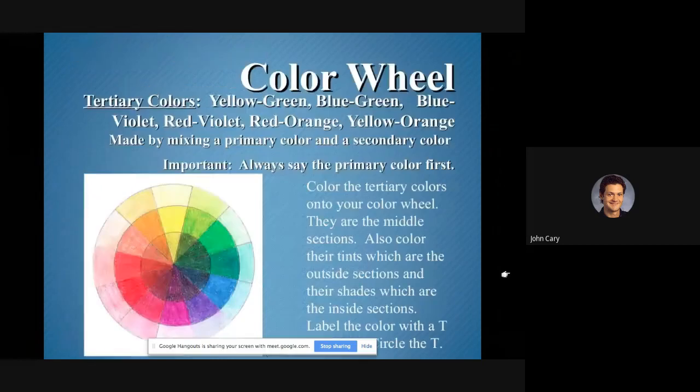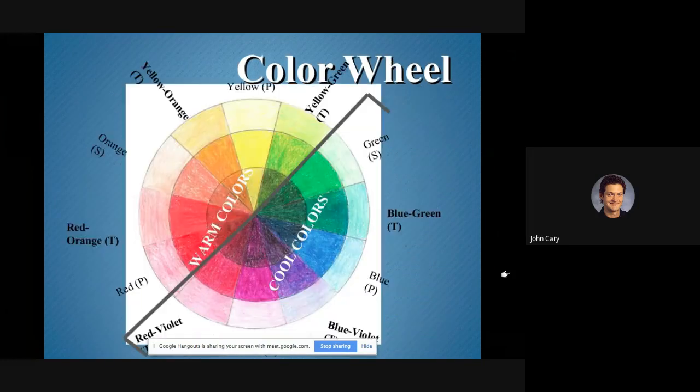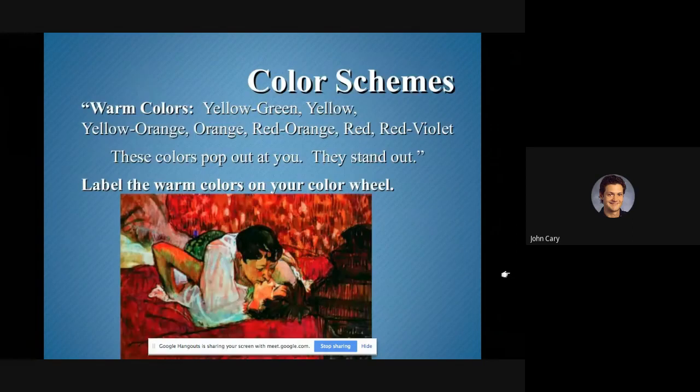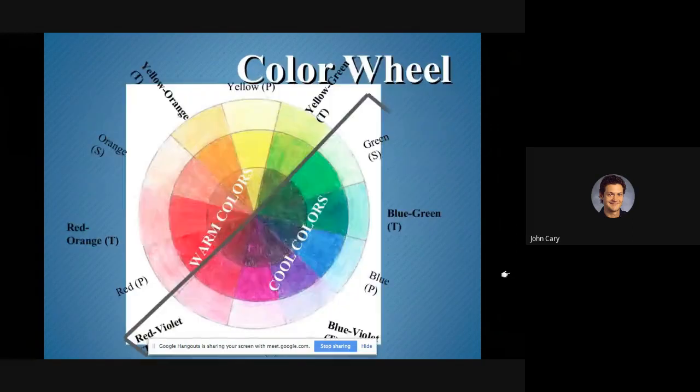One half of the color wheel is the warm colors, red, orange, yellow. The second half, green, blue, violet, are the cool colors. Although it gets a little confusing, you could have a warm purple or a cool purple depending on how much blue and how much red. Oh my goodness, what's going on there?